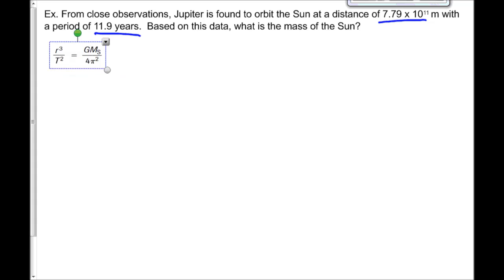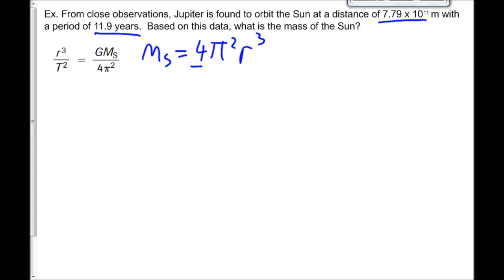So we're going to start with this expression, which, again, is Kepler's third law. And we're going to rearrange that because we want to know the mass of the sun. So the mass of the sun would then turn out to be 4 pi squared r cubed divided by G T squared. So just rearrange that equation there. I think that's right. Yep, that looks good.